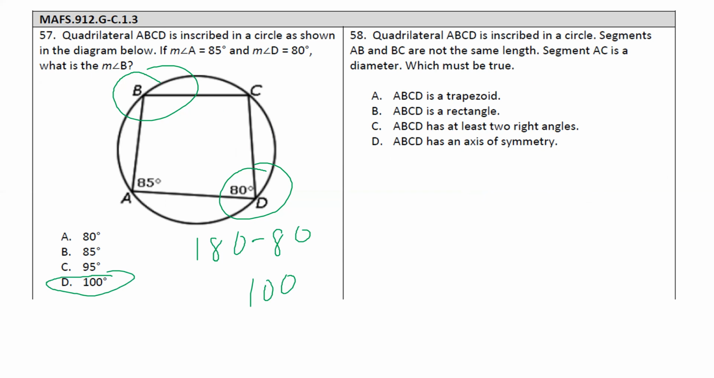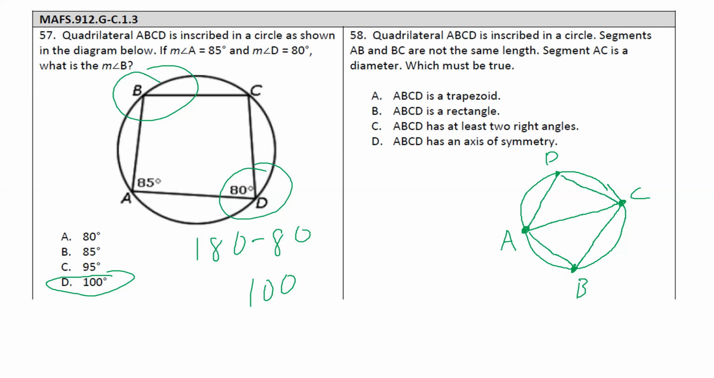On 58, quadrilateral ABCD is inscribed in a circle. So we need to draw this. They also told us that AB and BC are not the same length and that segment AC is the diameter. So I'm going to first draw my diameter. But then I need to draw on this quadrilateral as well. So I'm going to put a B over here and a D somewhere over here. And the only thing that we know for sure about this figure is which one of those four things.